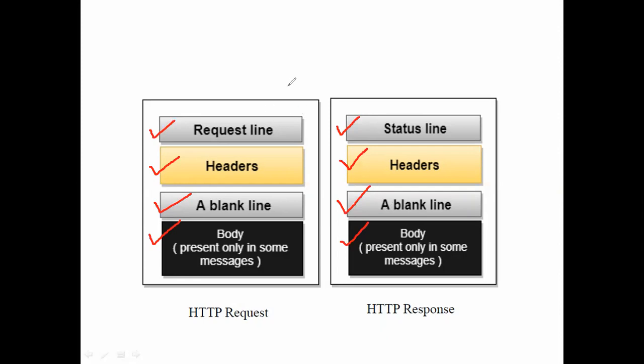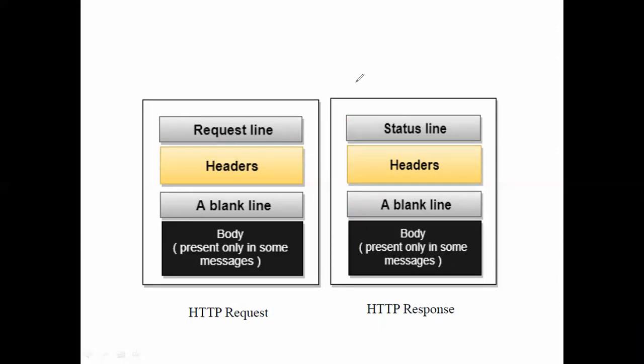We can easily notice the difference between the HTTP request and HTTP response messages. Only the first section varies. That is, the first section of the HTTP request will be the request line. The first section of the HTTP response message will be the status line. The remaining sections will be the same.